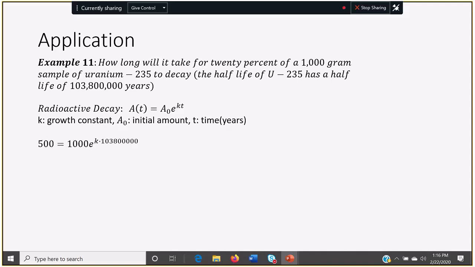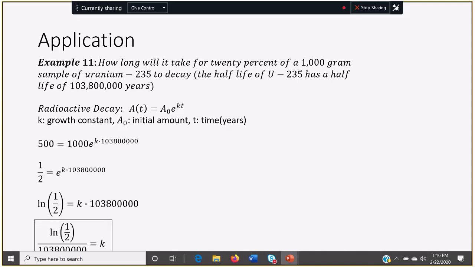So I plugged in that information. My initial amount's 1,000, my time is 103,800,000, and that is going to be equal to 500, half of the amount that I started with. And now I just solve this. I divide both sides by 1,000, I reduce, I translate, and then I divide both sides by that large number, 103,800,000. Now you should probably figure out what that is as a decimal. I think it's a really small decimal, so I just left it in this form while solving. But if you want to, you can find the decimal and then plug it back into the equation like we're about to do now.